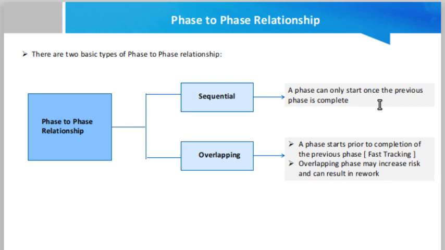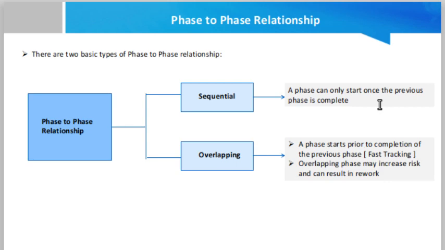Then the next one is overlapping. Overlapping means that a phase can start prior to completion of the previous phase. That means the previous phase is not finished yet, but we can start the next phase. For example, you have finished the development and then you started the quality assurance phase, and along with the quality assurance you have started the user acceptance testing as well. So this is called the concept of overlapping, or you can say that the previous phase is not finished but you have still started the next phase.